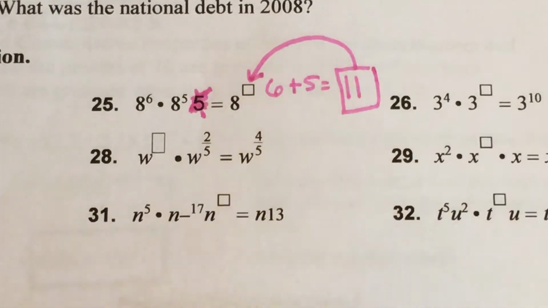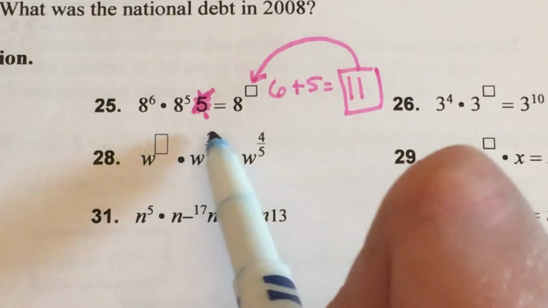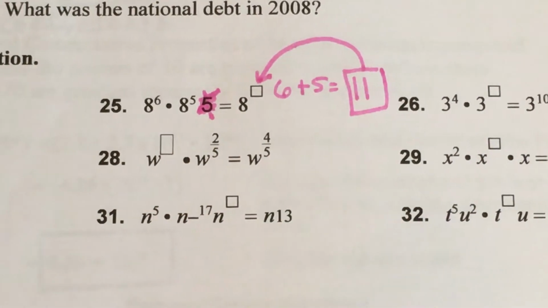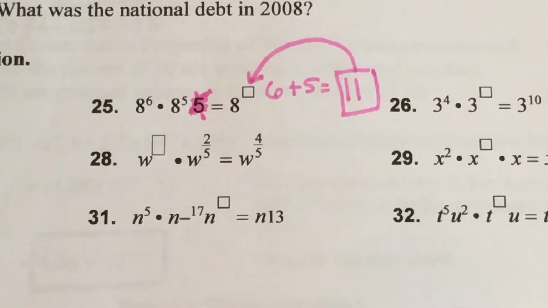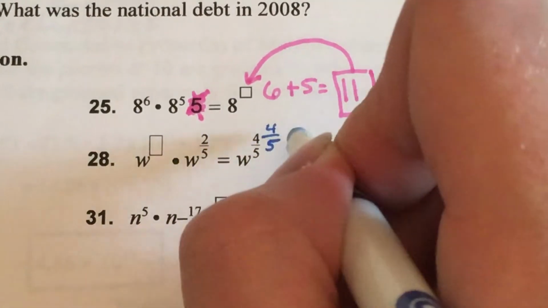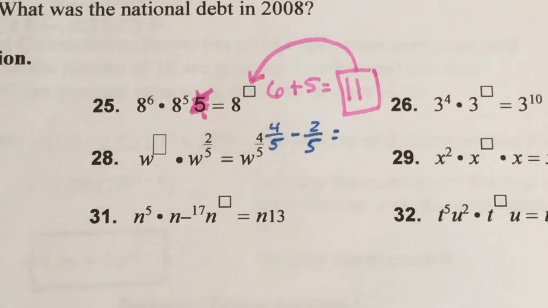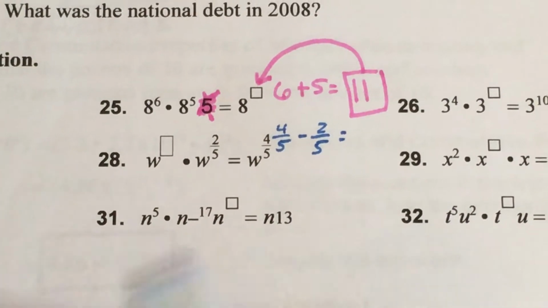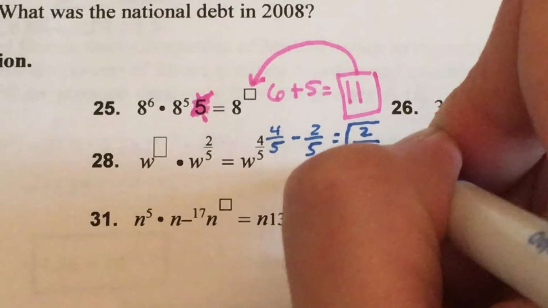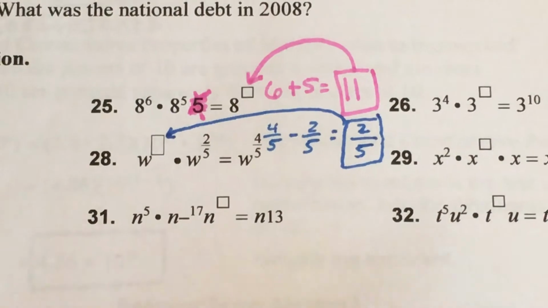Let's look at number 28. Okay, so we need to determine what plus 2/5 equals 4/5. Well, if you don't know, couldn't you subtract? 4/5 minus 2/5, and you have a calculator and a wonderful brain. What do you get? Yeah, if you got 2/5 back, then you did it correctly. And this would go to that box right there.